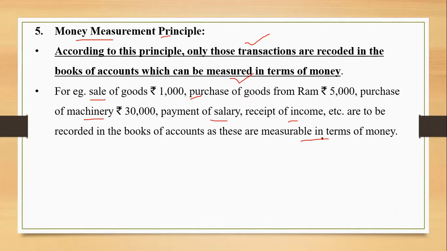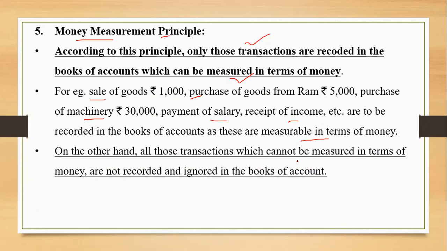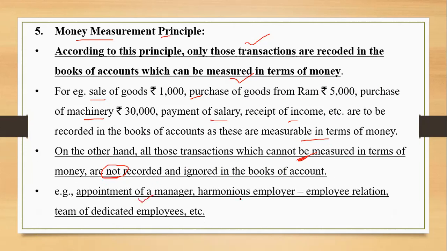And the transactions which are of a qualitative nature, or which cannot be measured in terms of money, are not to be recorded in the books of accounts. The examples, I'm sure you remember: the appointment of a manager, a harmonious relation between the employer and the employee, and a team of dedicated employees, right? We have discussed these things earlier also. These events are going to have a huge impact on the working of the company or the business entity, a huge impact on the profitability position. But because these transactions or events cannot be measured in terms of money, we never record such things in the books of account.